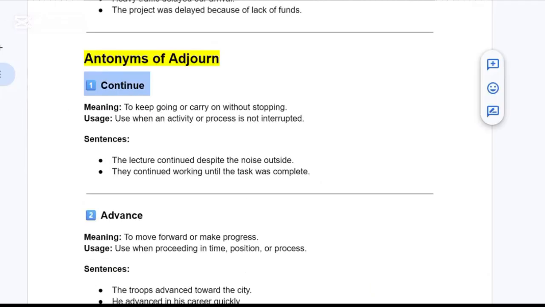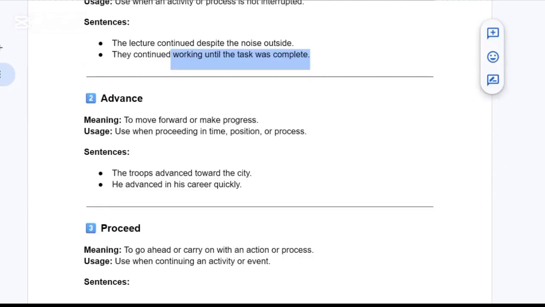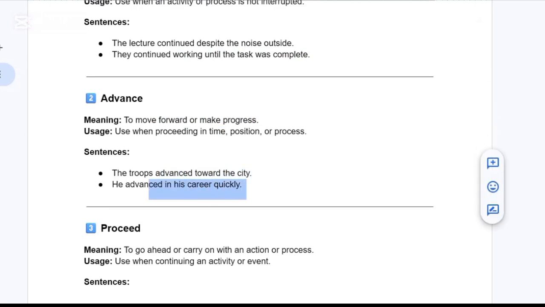Continue, to keep going or carry on without stopping, used when an activity or process is not interrupted. The lecture continued despite the noise outside. They continued working until the task was complete. Advance, to move forward or make progress, used when proceeding in time, position, or process. The troops advanced toward the city. He advanced in his career quickly.